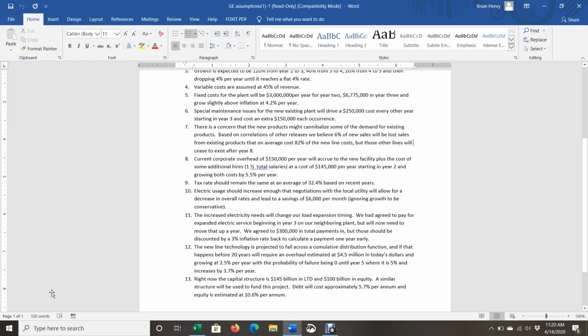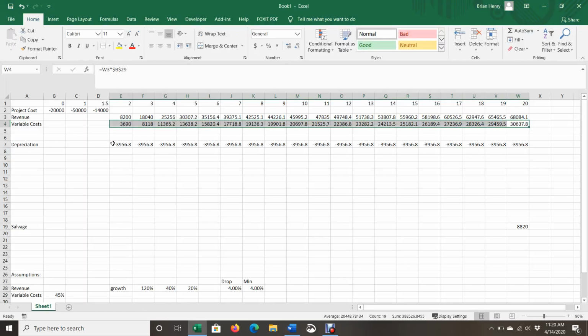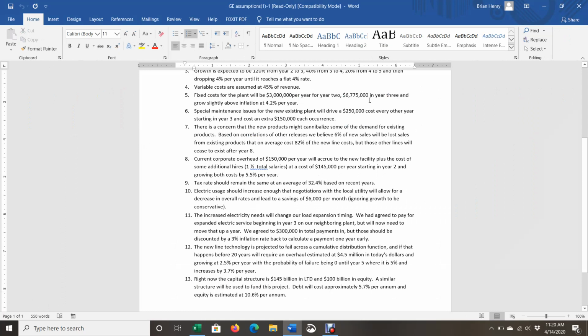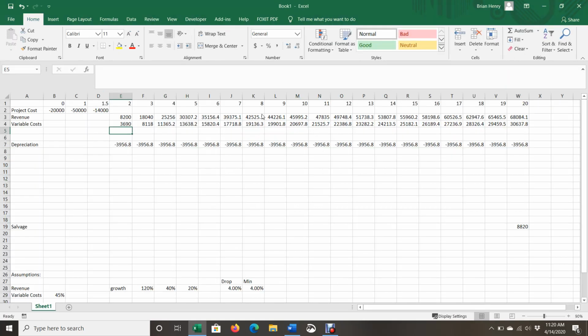Fixed costs. So for the plant, will be $3 million per year, starting in year 2. 6.7, almost 6.8 million in year 3. And then it was going to grow at about 4.2% per year. So the first 2 years are just given because, again, this is a half year. So it changes the way it behaves. Then the first full year, and then everything else is off of a growth factor.